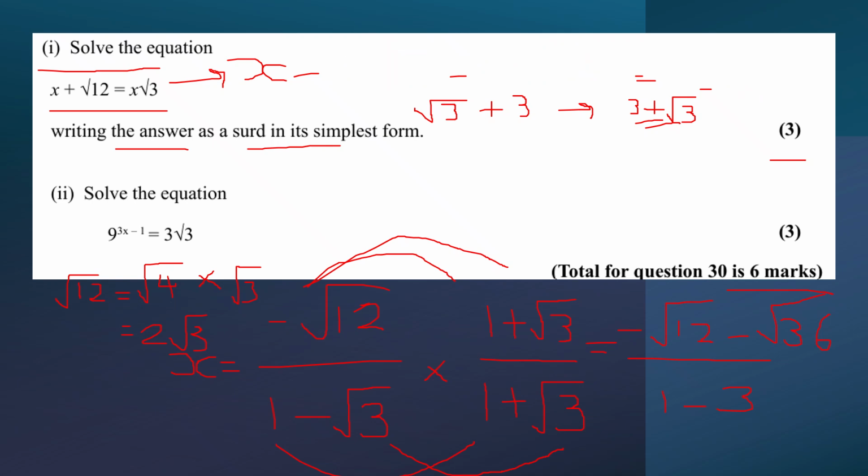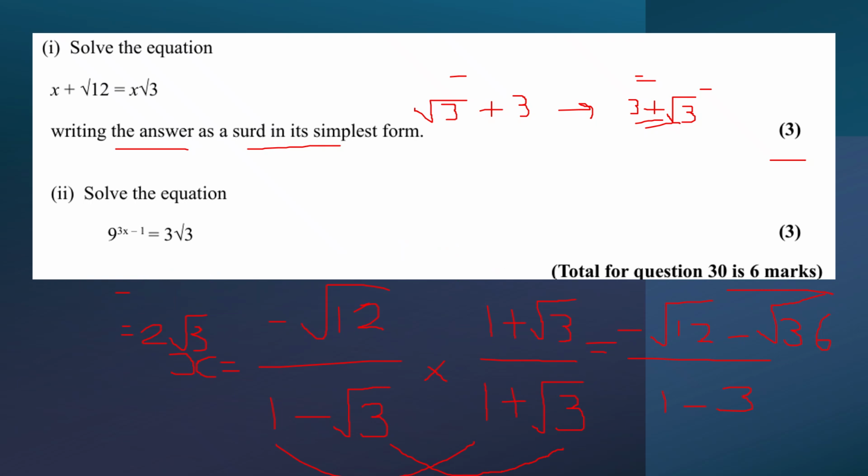Solve the equation. Okay, 9 to the power of 3x minus 1 is equal to 3 root 3. Okay, so I'm guessing this might involve part I or maybe not. Okay, so step 1 is I'm going to write everything as a power of 3. Okay, so on the left hand side, well, 9 is equal to 3 squared. So I'm going to have 3 squared in brackets to the power of 3x minus 1.